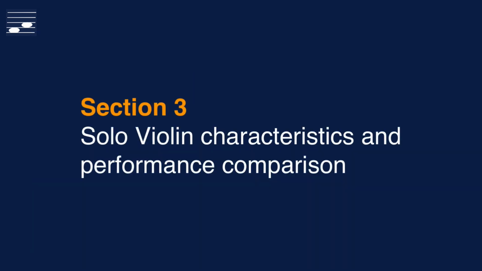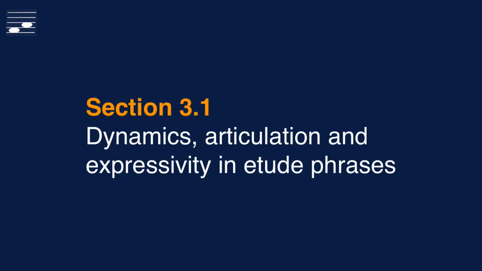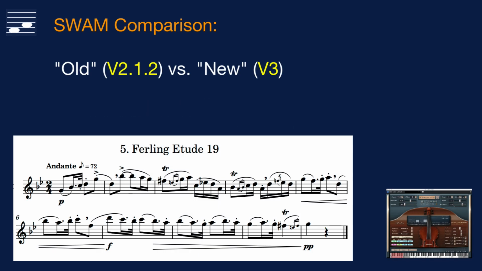Now it's time to listen to the solo violin performing short etude phrases demonstrating dynamics, articulation and expressivity. Each phrase is recorded twice, first with the old SWAM instrument, then with the new version. Note the differences in timbre, articulation and dynamics. For the improved version 3, I show the MIDI signal recording.